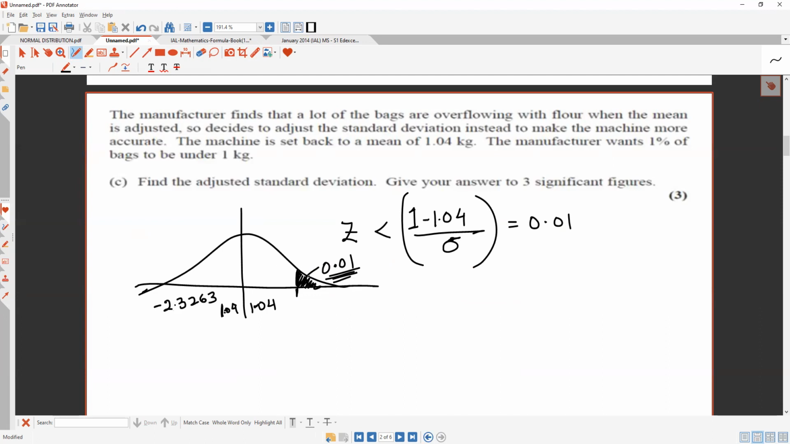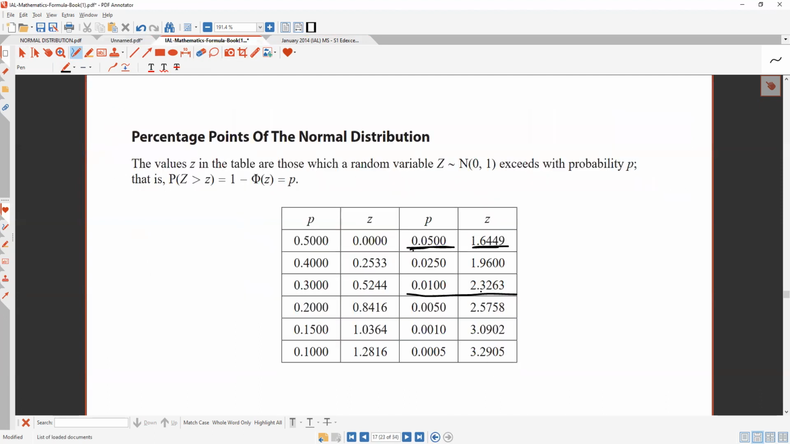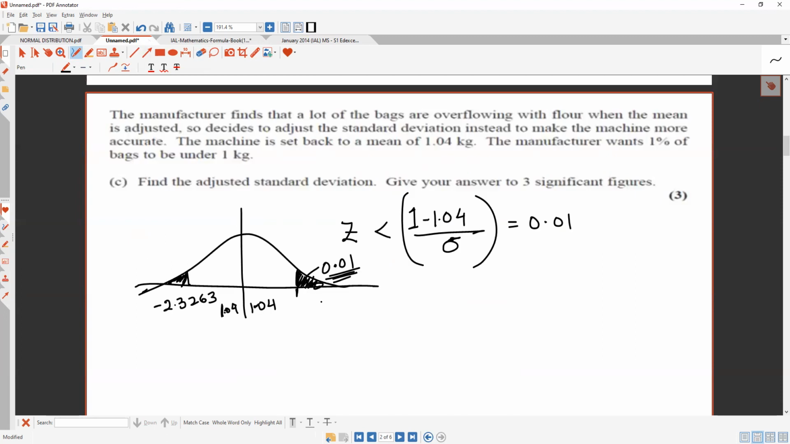Why? Because your actual 0.01 is over here. That is the reason. So it has to be minus 2.3263. Fine. So can we do 1 minus 1.04 divided by sigma is equal to minus 2.3263? And after this, you guys can do it on your own.